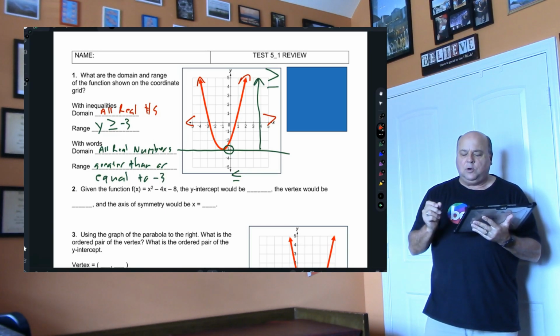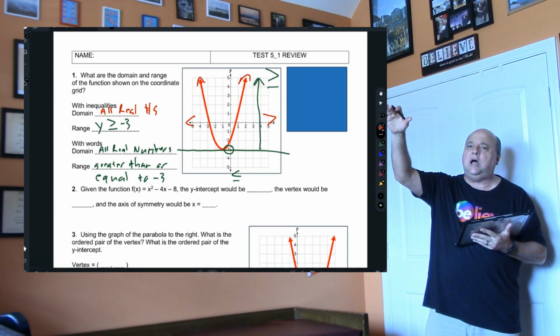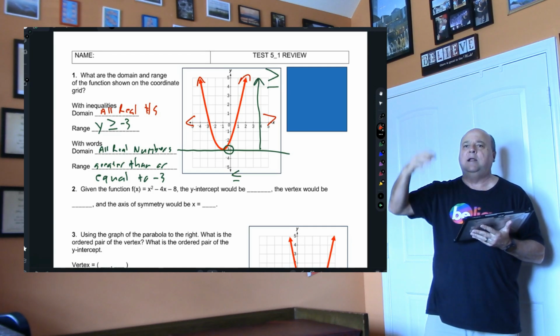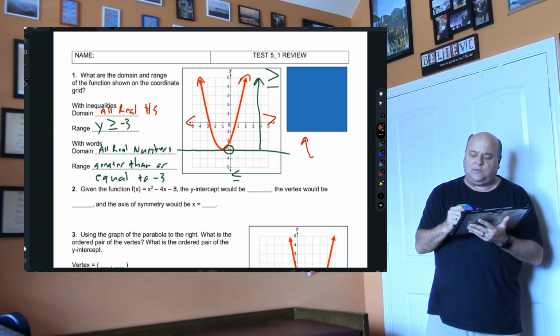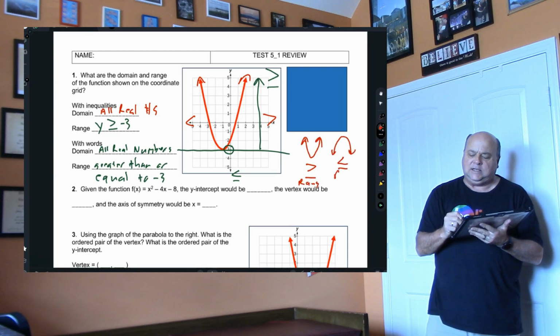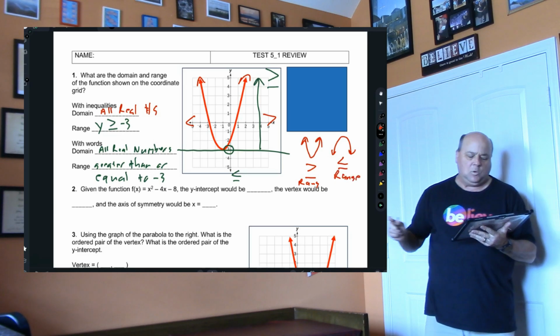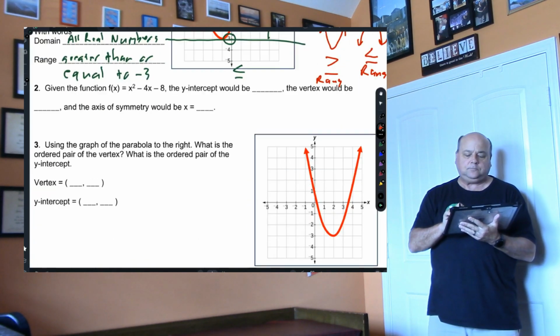Number 2, just remember, if the graph goes up, you're going to have a greater than. If the graph goes down, you'll have less than. So this would have a greater than range. If the graph looked like this, it would be a less than range. Okay, let's go to number 2.